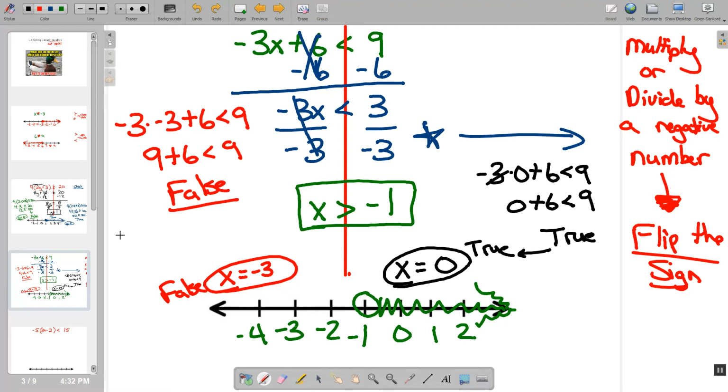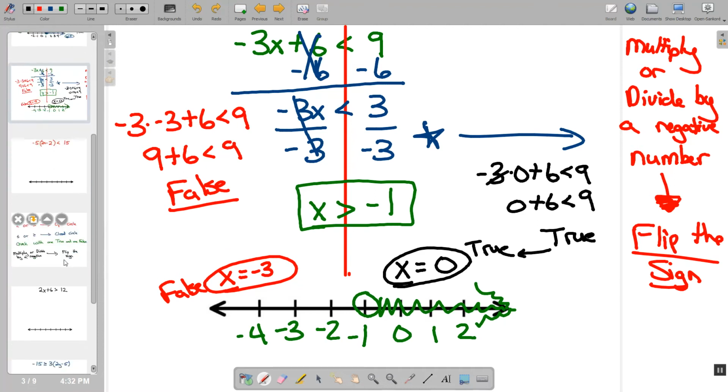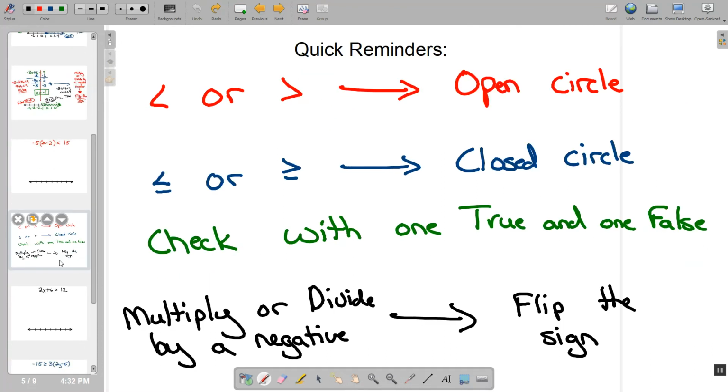So very, very easy to make small mistakes on these problems. So as a small hint, I left these reminders. Make sure you have these written down in your notes so that you don't make some of the small mistakes with inequalities. As always, if you have any questions, please let me know.